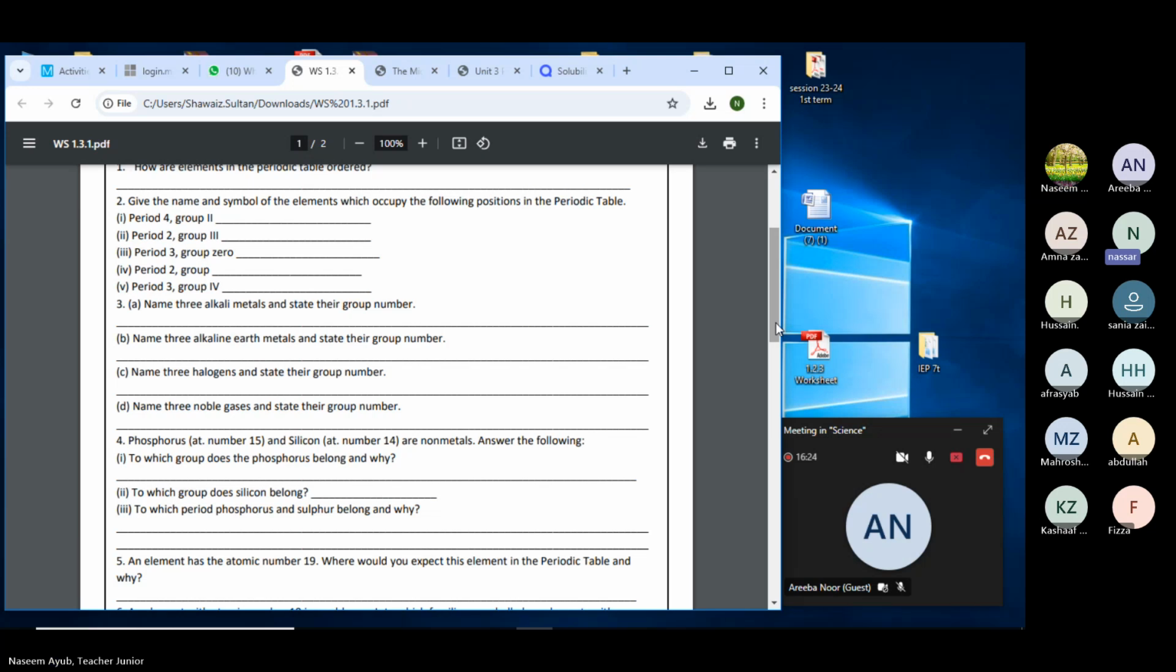Ma'am, your mic is not opening, it is not on. Okay, that's fine, beta, no problem. Yes, Kashaf, can you tell me what are the 3 alkali metals and what is their group number? You just need to tell where the alkali metals are.